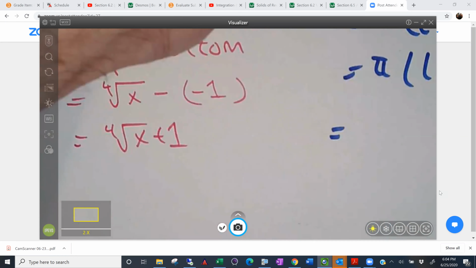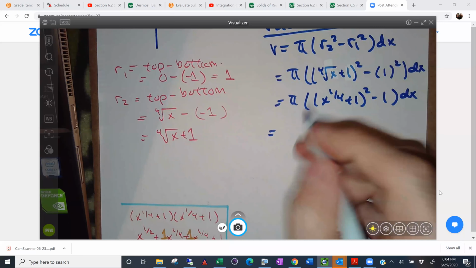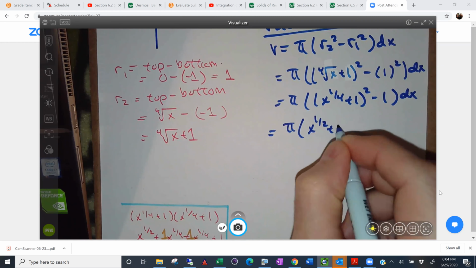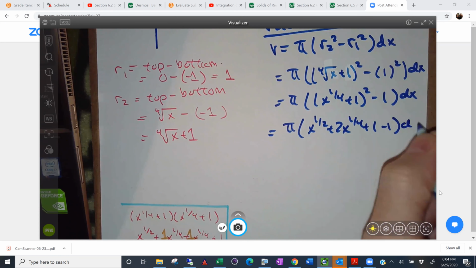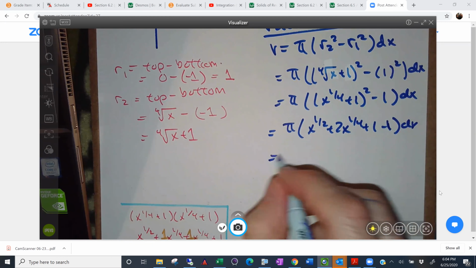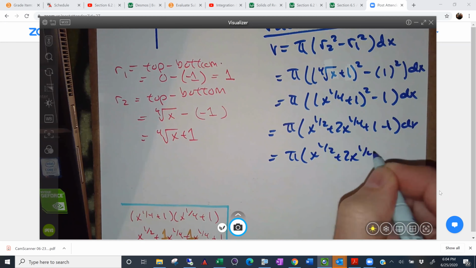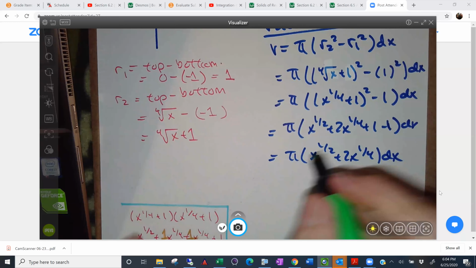Okay, let's zoom out. So there's going to be pi times x to the 1/2 plus 2x to the 1/4 plus 1 minus 1 dx. And good news, those cancel. So pi times x to the 1/2 plus 2x to the 1/4 dx. There's a good benchmark. If you can get there, that's worth some solid partial credit.